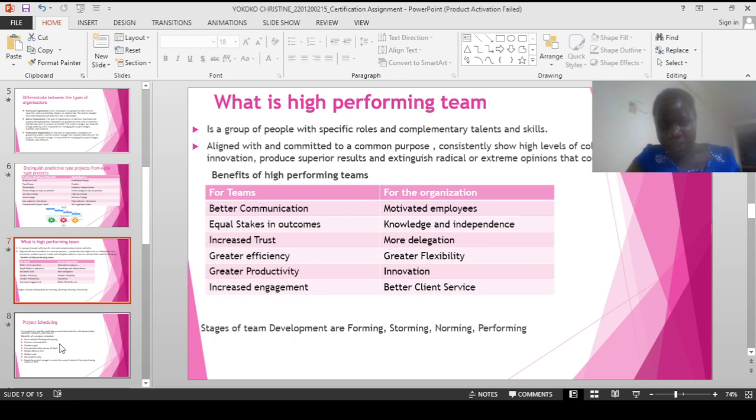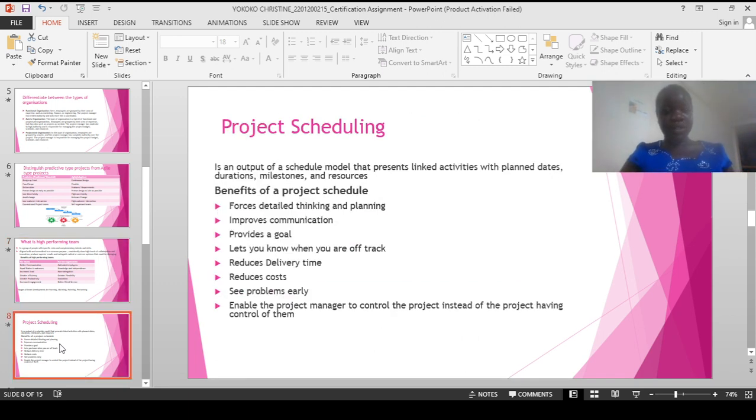For the organization, one of the benefits can be motivated employees. People enjoy working in teams. Knowledge and independence, more delegation, greater flexibility, innovation, then better client service. Those are some of the benefits for the organizations.